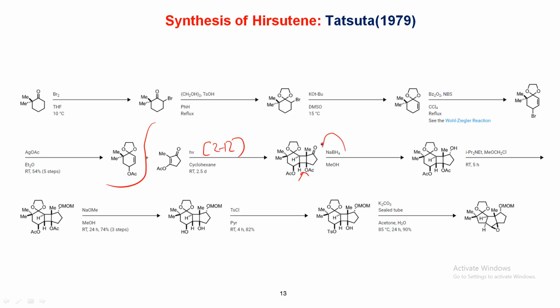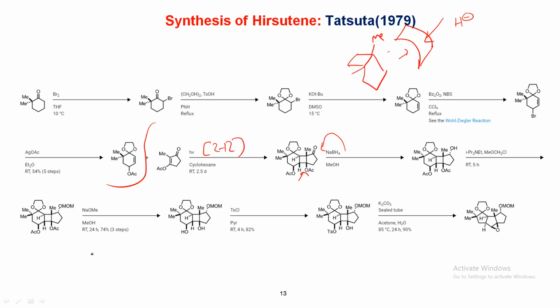Now NaBH4 reduces this, and it selectively approaches from the top side. How can you explain that? Because the compound has this shape, and this is the concave shape actually. So the H minus approaches from the convex face, and the concave face is stereochemically not approachable, or it faces more steric interaction. That's how this particular diastereomer is the major one.